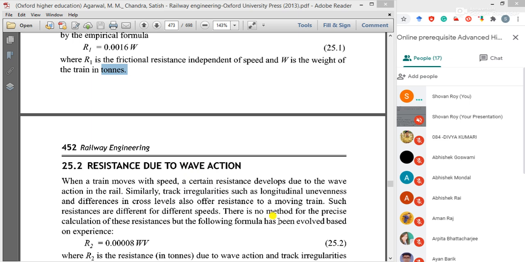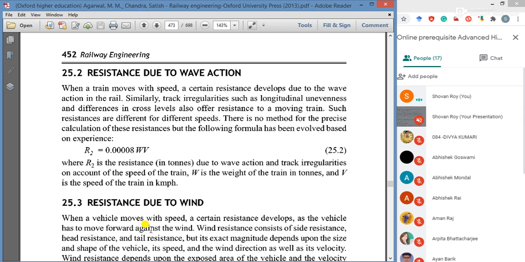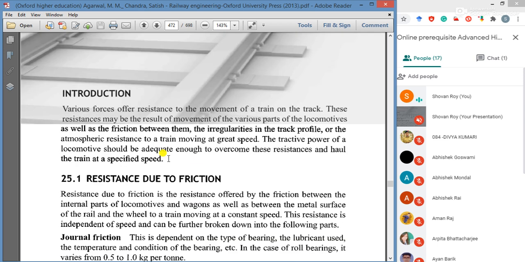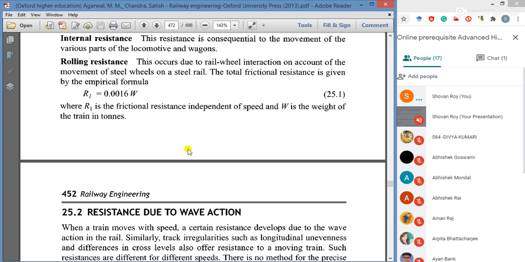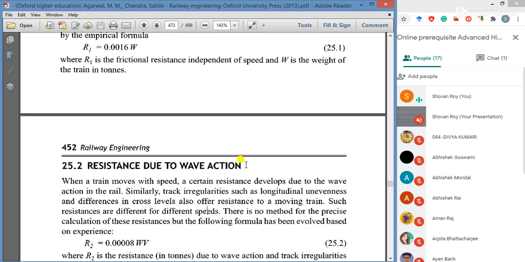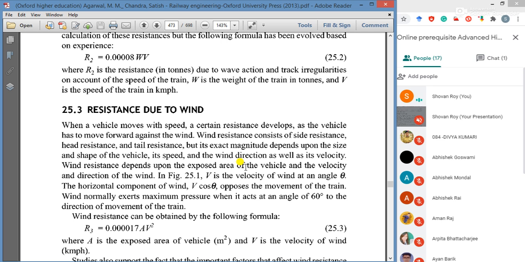Okay, and we can calculate this resistance, or we can define it as R2, and R2 equals 0.0008 WV. W is the weight of the train in tons, V is the speed of the train in kilometer per hour. So first is resistance due to friction, second is resistance due to wave action. Okay, R1, R2. Third is resistance due to wind. You can note down this R2 formula.